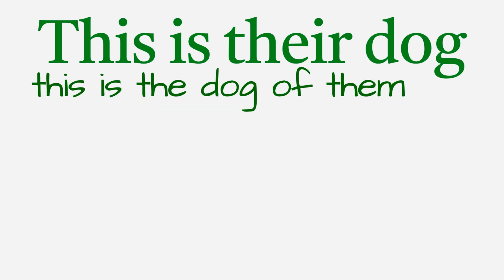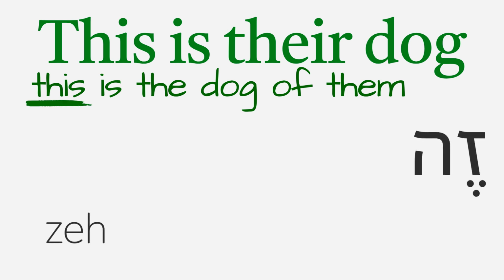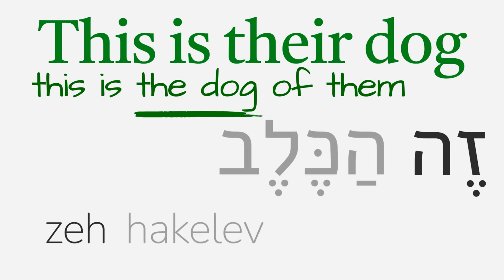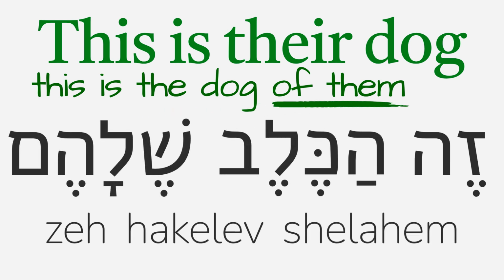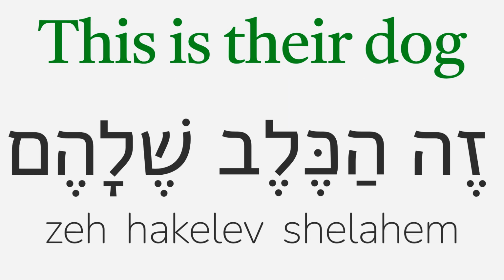Let's end today's video by translating the sentence, this is their dog. The way we say this in Hebrew is, this is the dog of them. This in Hebrew is ze, and there is no Hebrew word for is. The dog is hakelev, and of them is either masculine shelahem or feminine shelahen. Ze hakelev shelahem, this is their dog in masculine form, or ze hakelev shelahen, this is their dog in feminine form. And that's all for today.